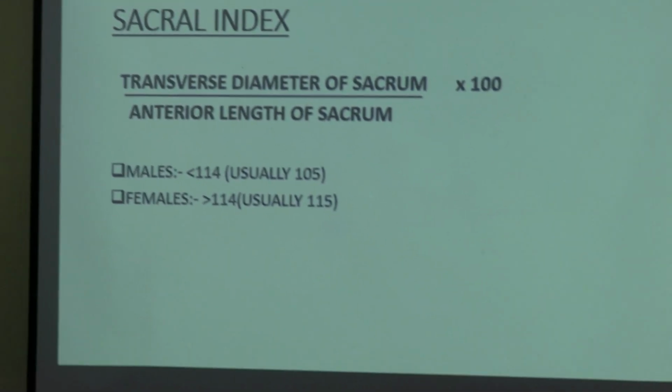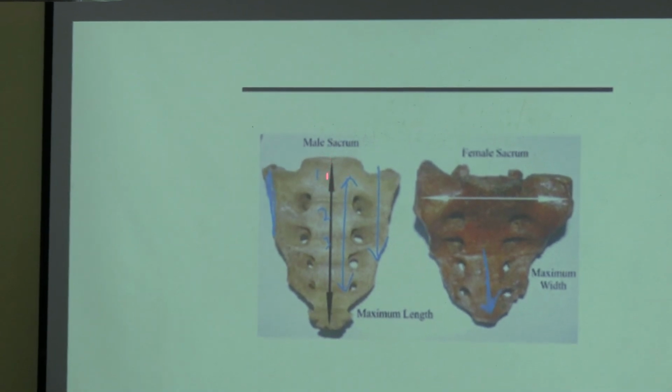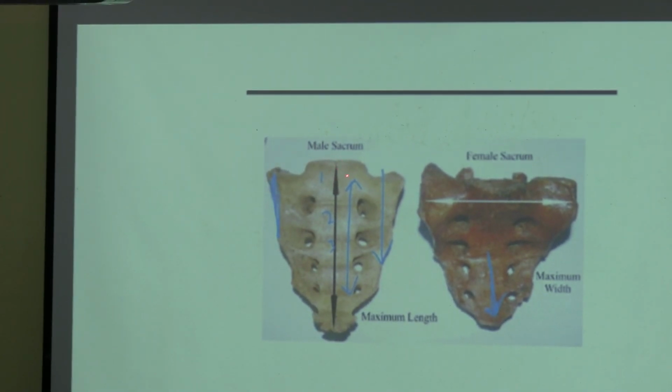In the male sacrum, the breadth of the body of the vertebra is more than the ala, but in the female it is opposite. Sacroiliac articulation: it articulates with the ilium. In males it extends up to the third sacral vertebra, but in females it is less. Here the pelvic curvature is uniform, but here it is abruptly curved, more curved. Also, the convex dorsal surface is less marked, but here it is more marked.